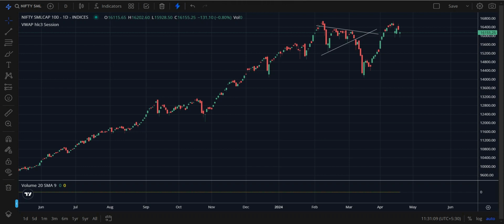As you can see right now, we have the daily chart of the Nifty Small Cap 100 index. If I draw these two trend lines here, you will get an incline of 45 degrees from both of them. Make sure it doesn't go beyond 45 or 50 degrees, or else it will not be an ideal situation to analyze the symmetric triangle and to trade accordingly.